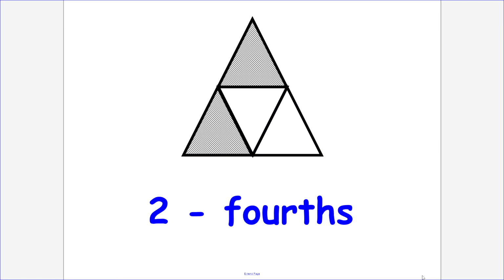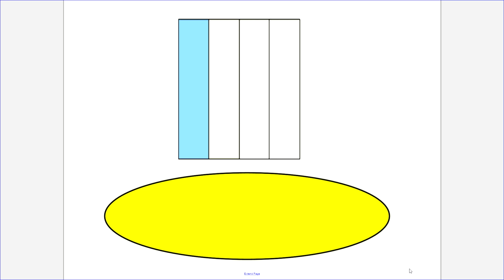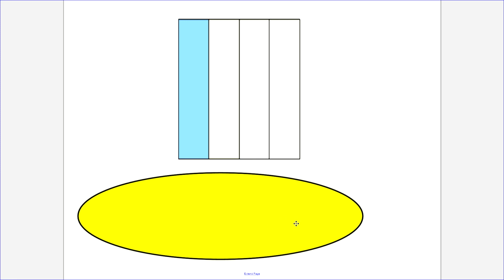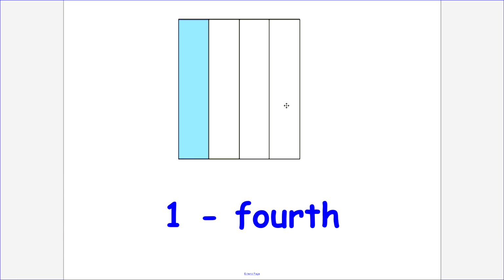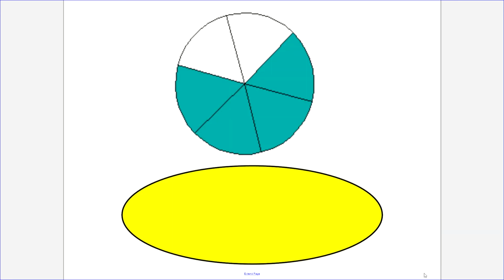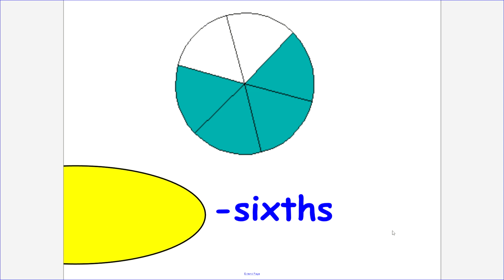Look at the next problem. You'll do this one on your own. What fraction is shaded? You're right. The fraction shaded is 1/4 because there are 4 total parts in the unit and 1 is shaded. Look at this next fraction. What fraction is shaded? You're right. The fraction shaded here is 4/6 because there are 6 total parts in the unit and 4 of them are shaded.